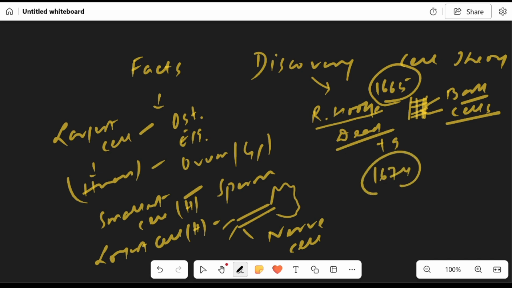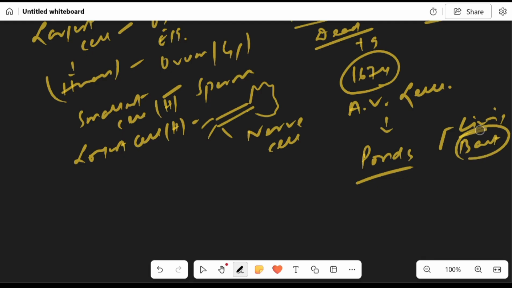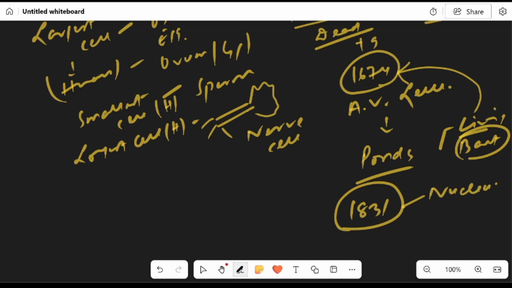Nine years later, in 1674, what happened? A.V. Leeuwenhoek observed in ponds certain living bacteria. So the first living cells were discovered by A.V. Leeuwenhoek in 1674. In 1831, another important discovery was made in the form of the nucleus, and it was Robert Brown who had done so.